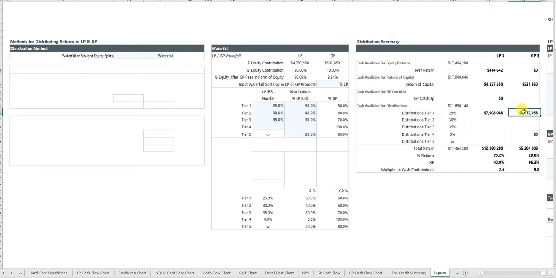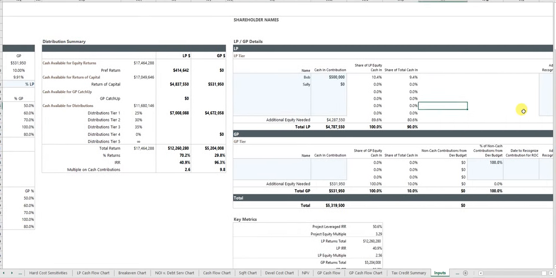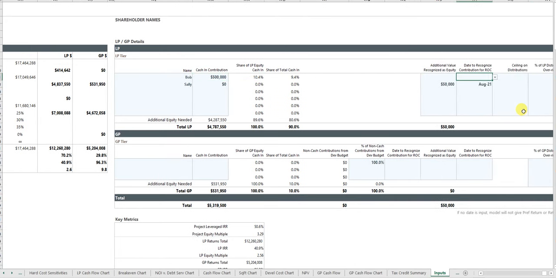And then lastly, you can indicate, if you like, individual investor names and how much they put in. You can even have them put in non-cash contributions for, say, donating the land or contributing architectural services, that sort of thing. But once you've gotten this far, you're done. And so that's an overview of the mixed-use development model.